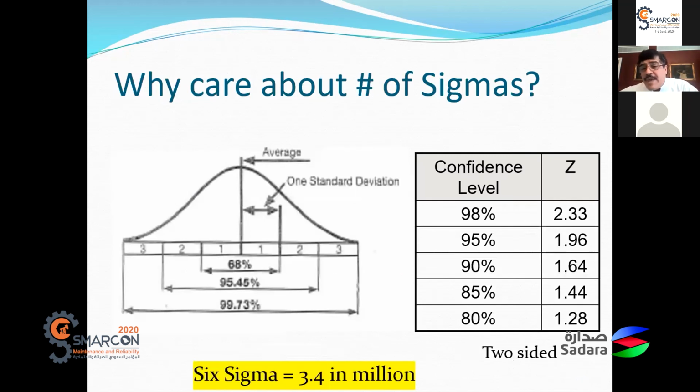Why do we care about the number of sigma? Basically, depending on this sigma level, you can see how much risk you have. So if you are a 2 sigma level, then your confidence is 98%. While if you are a 1 sigma level, you're only 80%. So this is very important. If you are a 6 sigma level, then your risk is only 3.4 in a million.